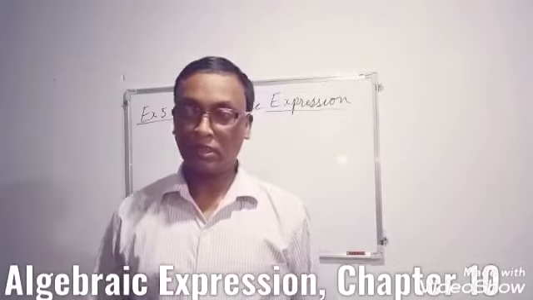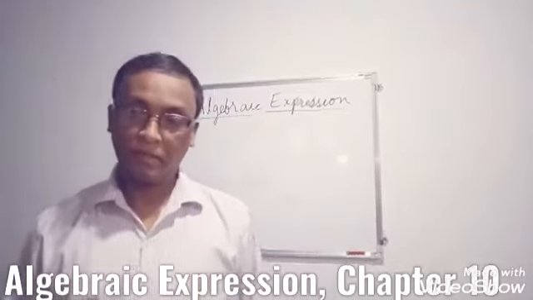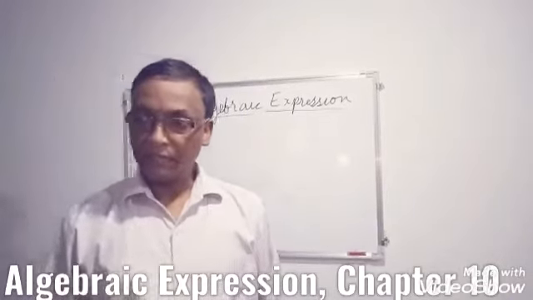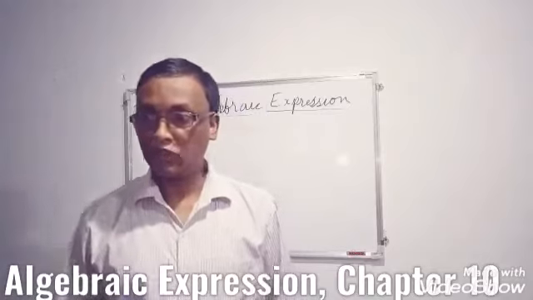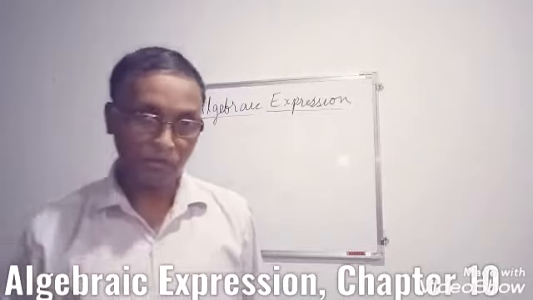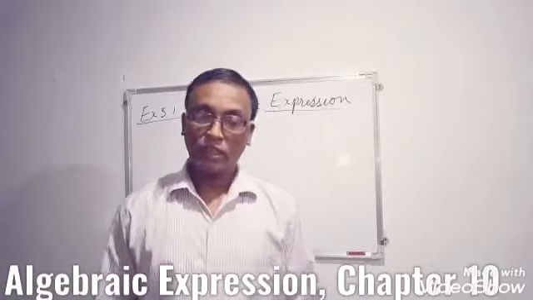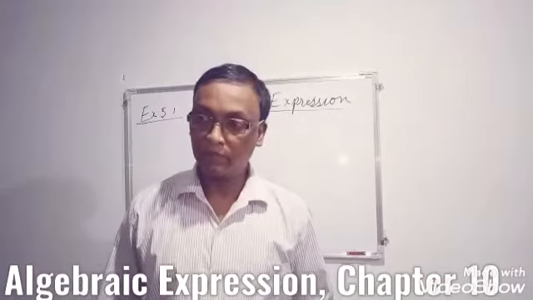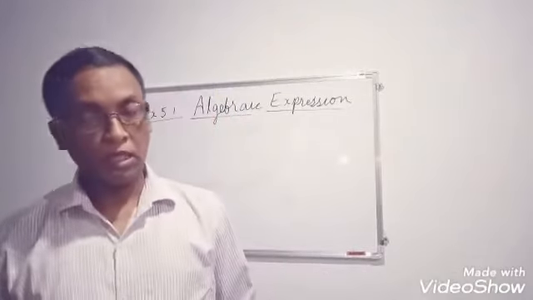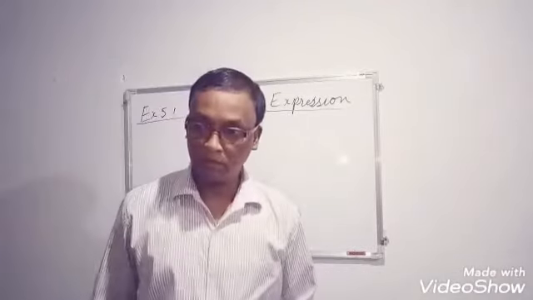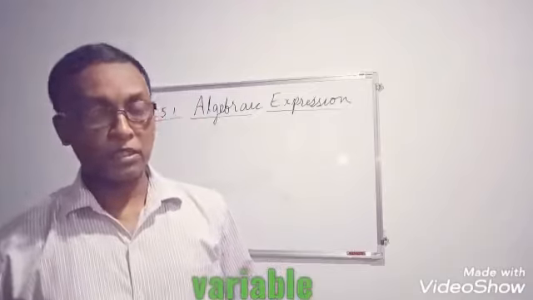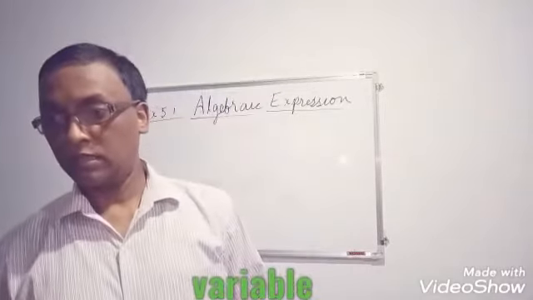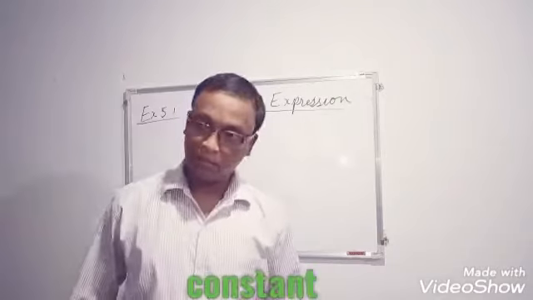First you have to understand what an algebraic expression is. So what is an algebraic expression? An algebraic expression is a combination of variables and constants. Again, I'd like to repeat: an algebraic expression is a combination of variables and constants. Next, what is a variable? A quantity whose value is not fixed. A constant is a quantity whose value is fixed.